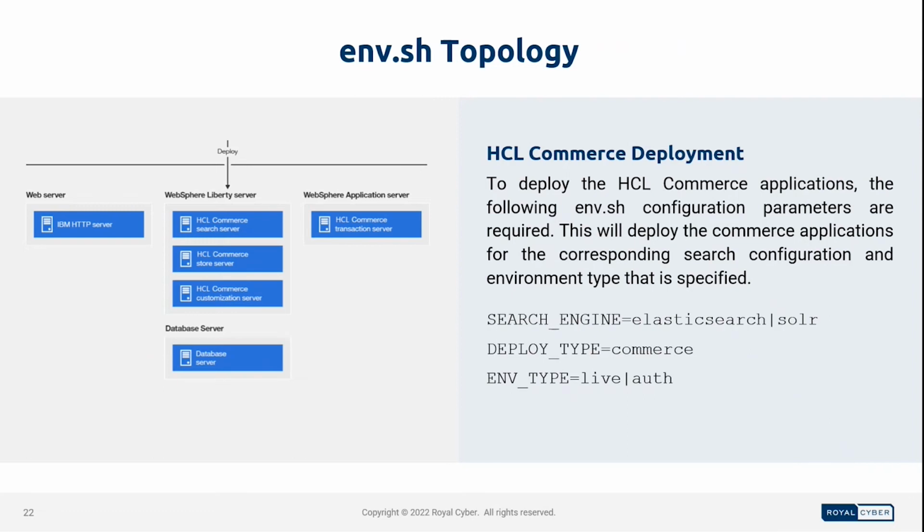To deploy the HCL Commerce applications, the following env.asset configuration parameters are required. We need to make sure the deploy_type parameter is specified as commerce. This will deploy the commerce application for the corresponding search configuration and environment type that is specified.